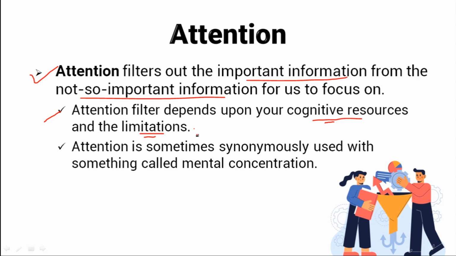Now, attention is the process by which our brain filters and selects important information from the surrounding environment based on our cognitive resources and the limitations of our sensory organs. It is like a gatekeeper that only allows certain stimuli to enter our consciousness while filtering out others. Our cognitive resources refer to the amount of mental energy that we have at a given time to devote to all the tasks and information we encounter.